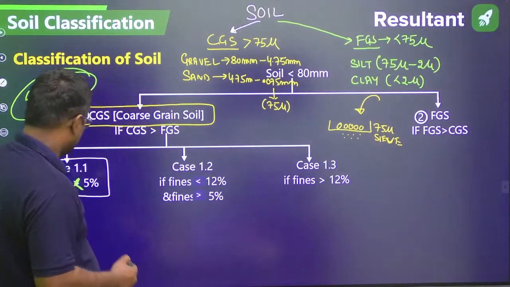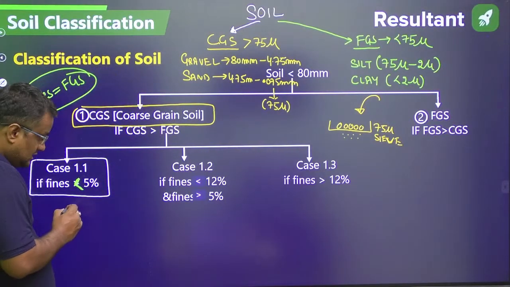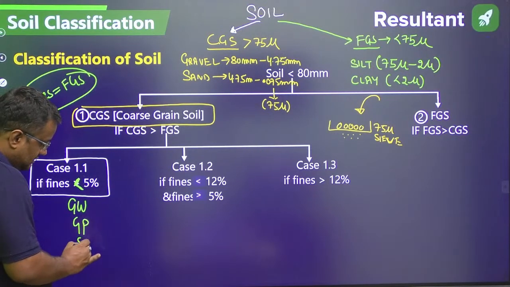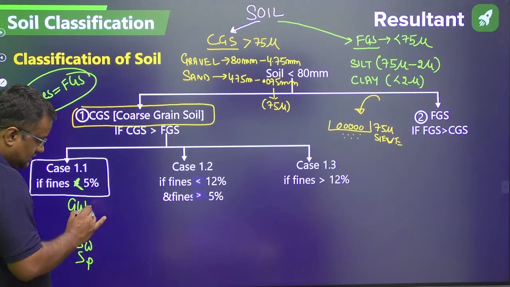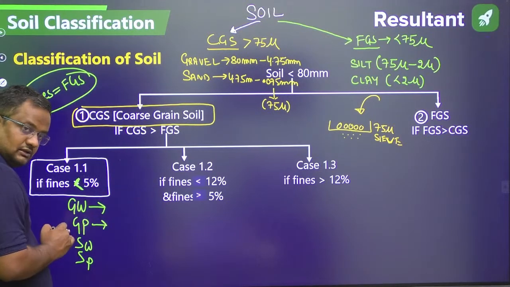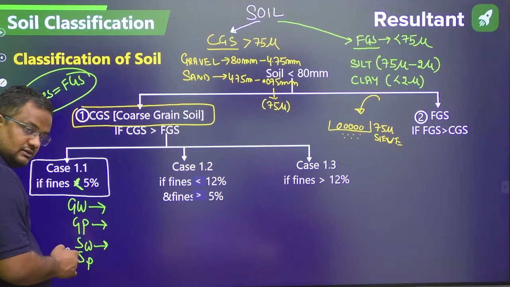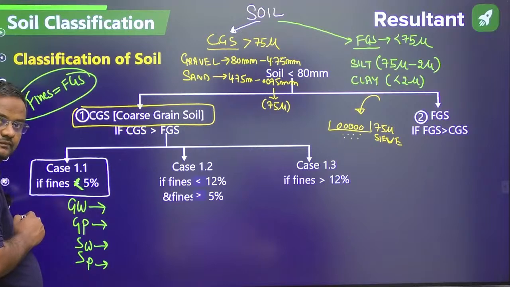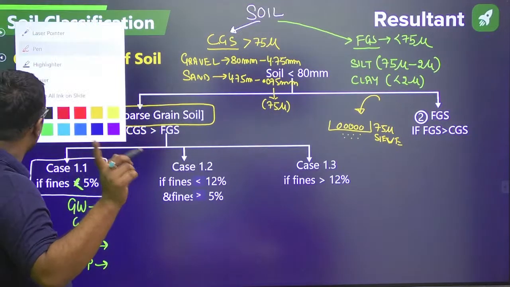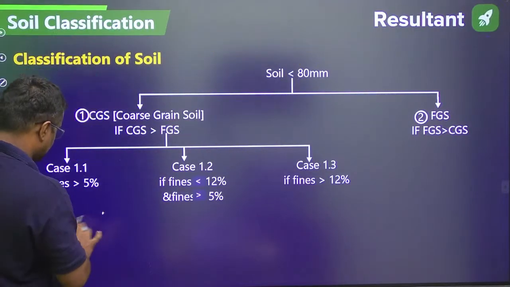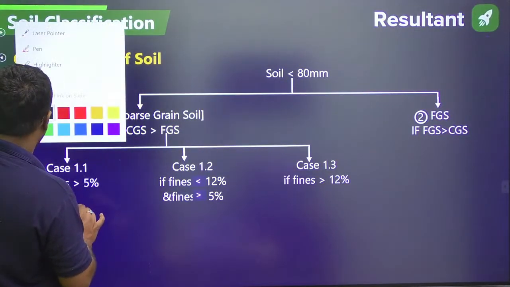Now, if fines is less than 5%, the names are GW, GP, SW, SP: well graded gravel, poorly graded gravel, well graded sand, or poorly graded sand. Four names are here. Now, wait. I am telling you each and everything, guys. So here, the four names are there.